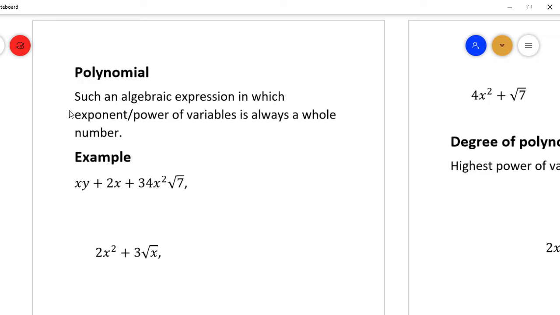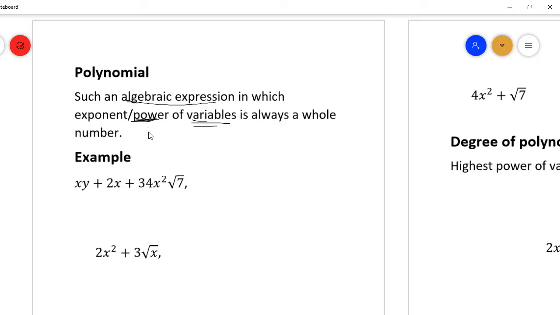What is a polynomial? Polynomial is an expression. Polynomial is an algebraic expression. So what is special in this algebraic expression? So it is called polynomial. Now we will see in this expression exponent or power of variable is always a whole number.